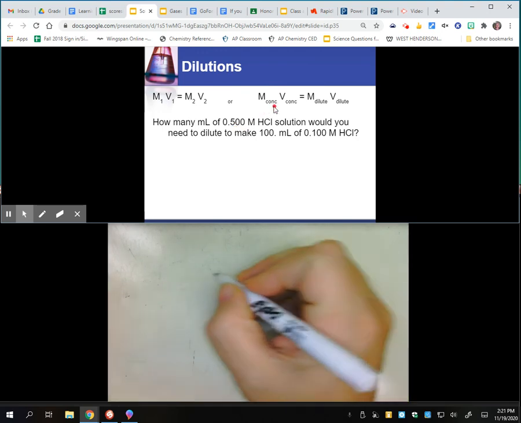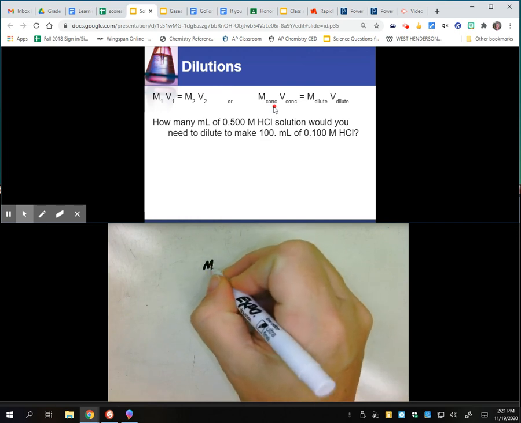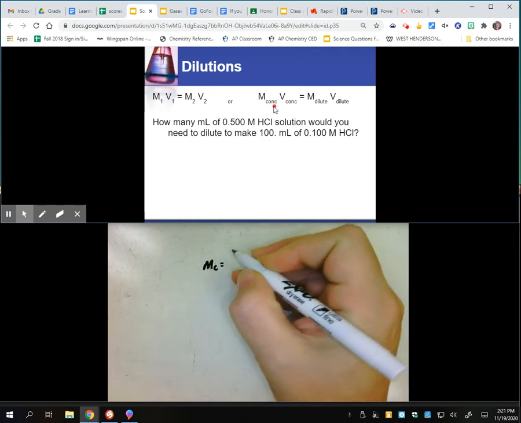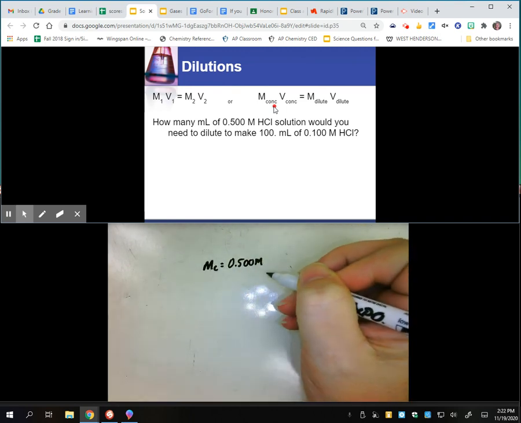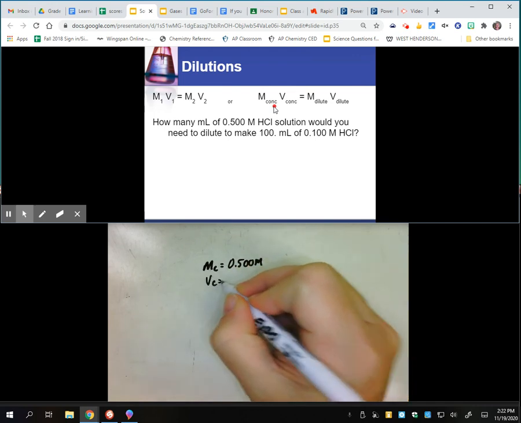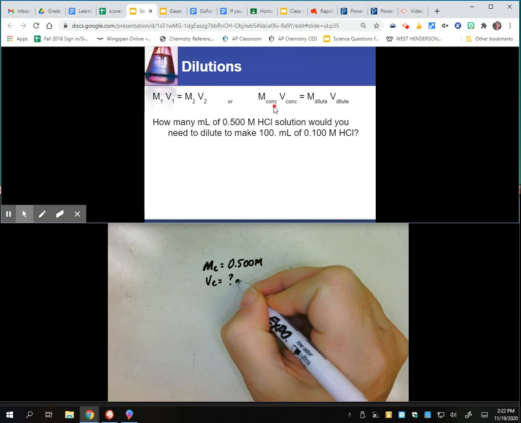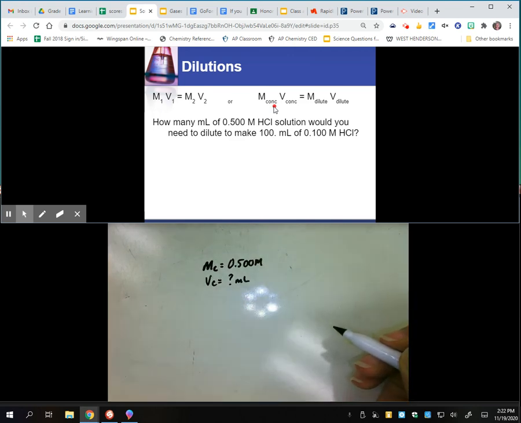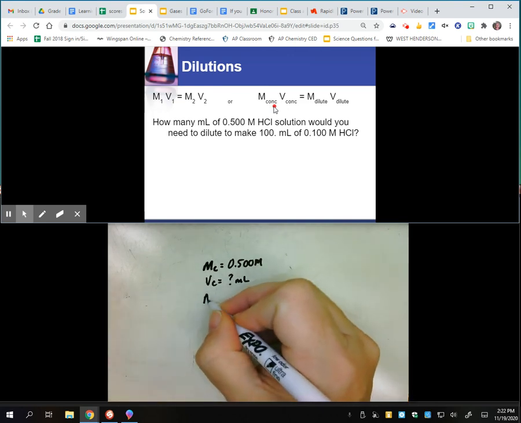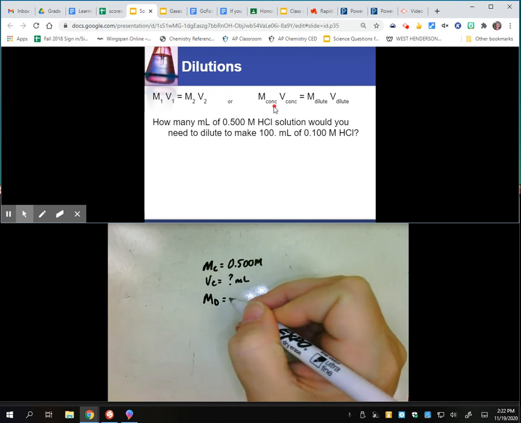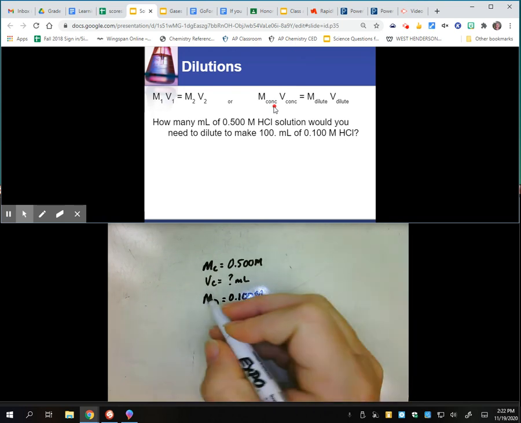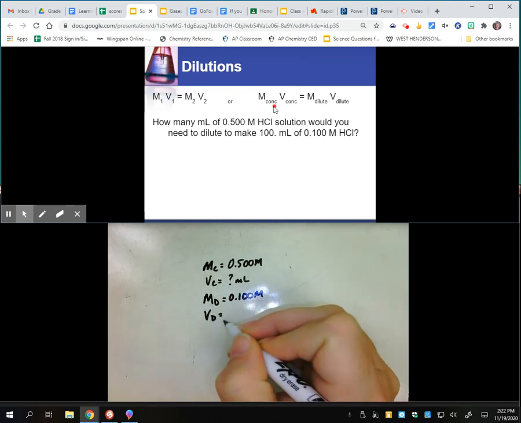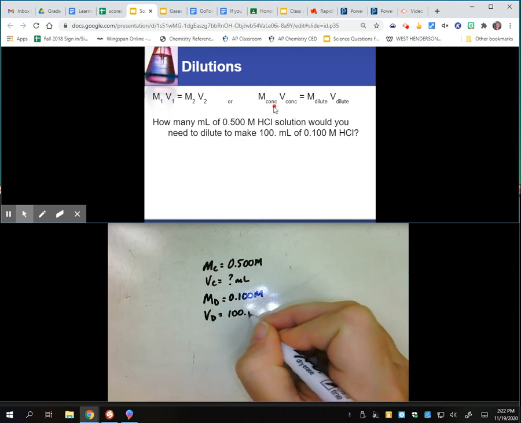So the way this problem reads, I'm going to go ahead and write down what I already know. My concentrated solution is going to be the 0.500 molar. And they want to know how many milliliters of it, so I'm looking for my concentrated volume. It says to dilute to make my dilute solution, which is the one with the lower molarity, and that's this one. And then I need to make 100 milliliters of that dilute solution, so this one is 100.